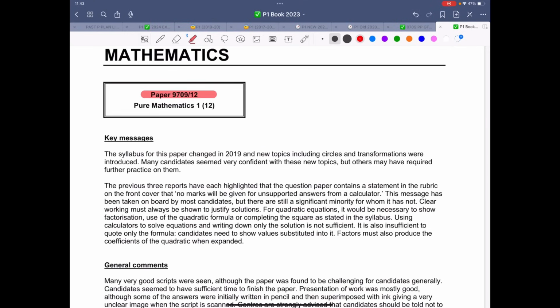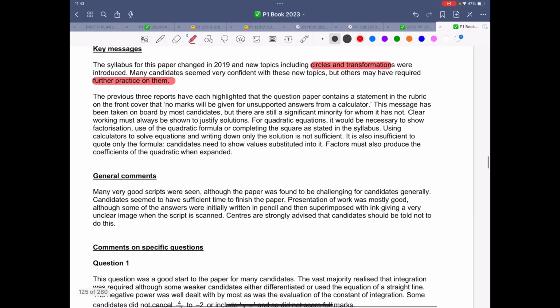The syllabus for the paper changed in 2020 and the new topics including circles and transformations were introduced. Many candidates seem very confident, but others may have required further practice on them. The previous three reports, this is the main thing that I want to focus on. Let me erase everything, just the main thing. No marks will be given for unsupported answers from a calculator. Show all the working. Clear working must always be shown to justify solutions.